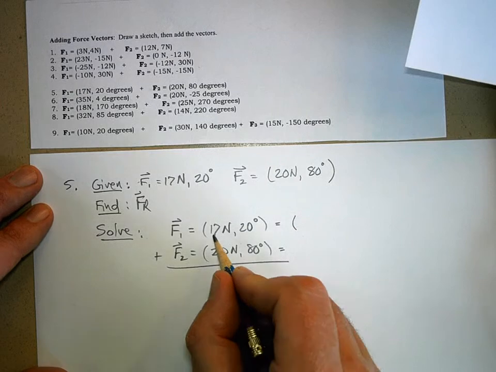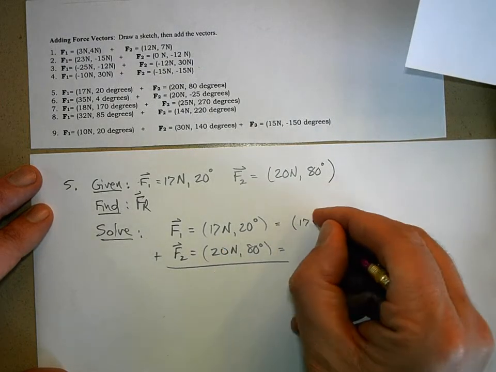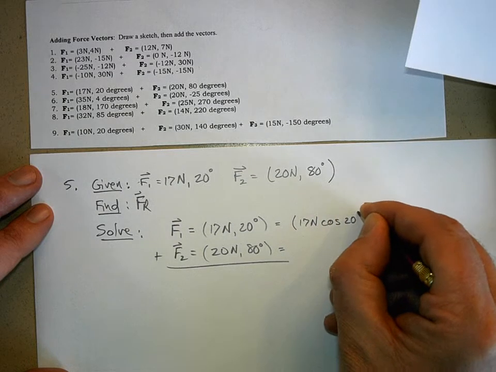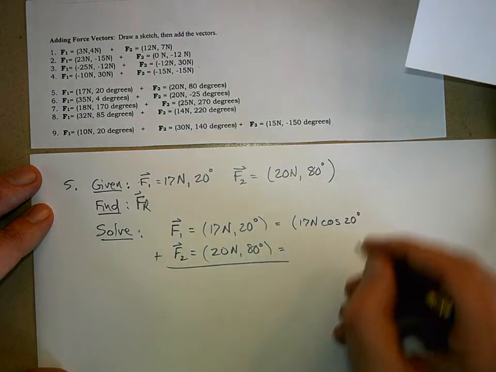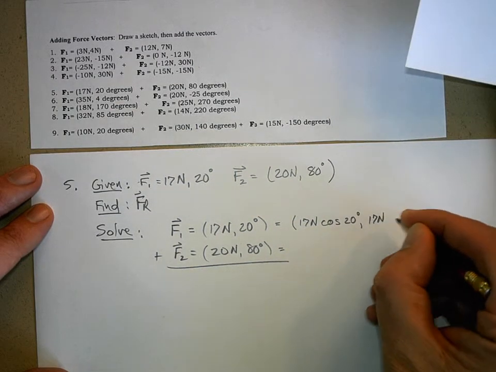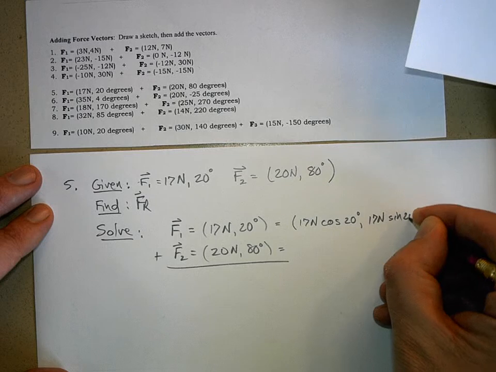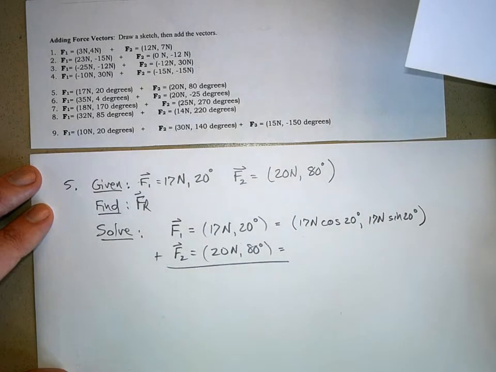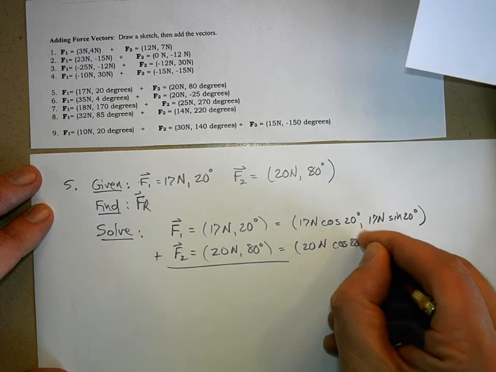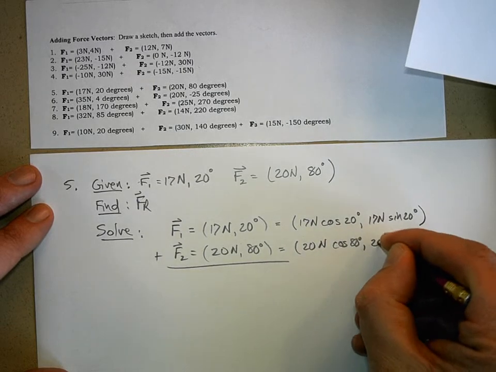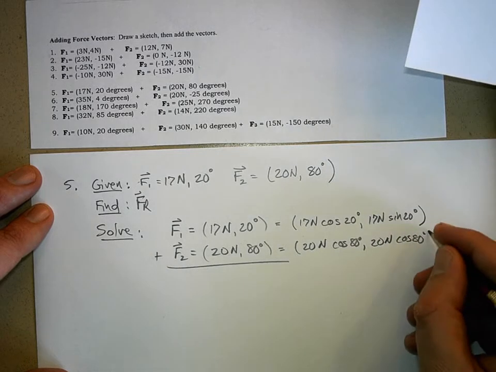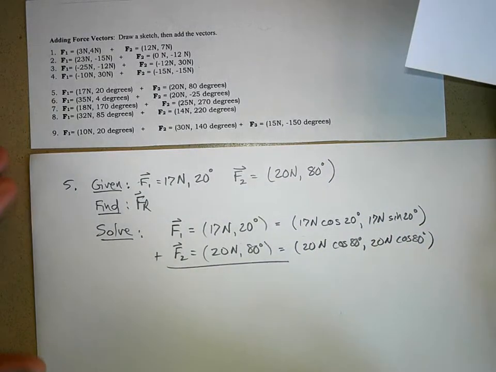So let's put these in rectangular coordinates so we can add them. If we want the x component, you just take the 17 newtons and multiply it by the cosine of the angle. And then you take the 17 newtons and multiply it by the sine of the angle. And here we'll do the same thing for F2. And I'll draw a picture of this to show that it makes sense. This is just review of what we've already done.